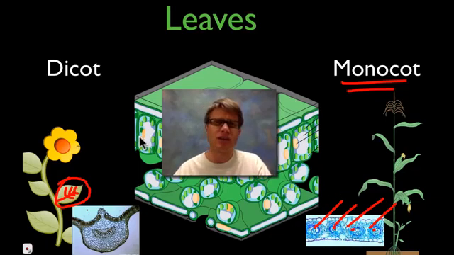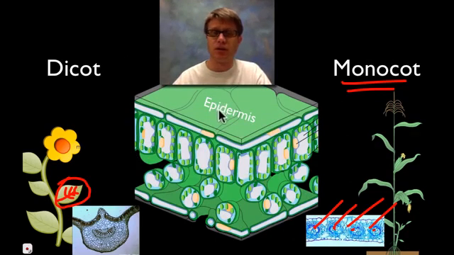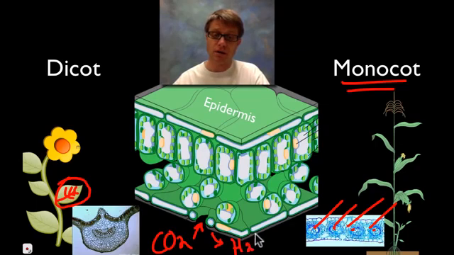But both of them are going to have essentially the same characteristics when you get to the level of the leaf. So now we're taking a cross section of the leaf. We've got our epidermis on the top. You've got the waxy cuticle above that. We're going to have epidermis on the bottom. You can see right here that there's a stomata there. What's the stomata for? That's to take in carbon dioxide and also to lose water.